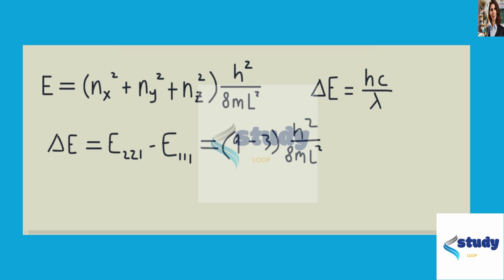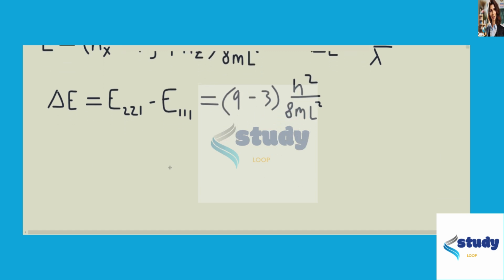For m, we're using 9.11 times 10 to the minus 31 kilograms. h, of course, again, is Planck's constant, so this is 6.63 times 10 to the minus 34 joule seconds. L, the length of the box, we're told is 8 times 10 to the minus 11 meters. So now we have an expression for delta E, and we can solve for lambda by plugging this expression in for delta E.